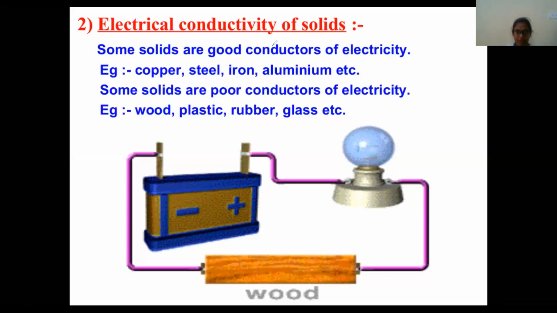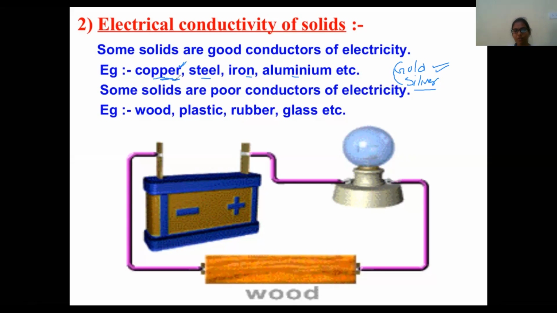Okay. Electrical conductivity in solids. Some solids are good conductors of electricity. You know that very well. All metals like copper, steel, aluminum, iron, all these are good conductors. Which is the first good conductor? Gold. Because gold is a very costly metal, we cannot use it to make wires. That is why we go for the next one, silver. Silver is also costly. Again, that is why copper is cheap compared to gold and silver. So we go for copper first.